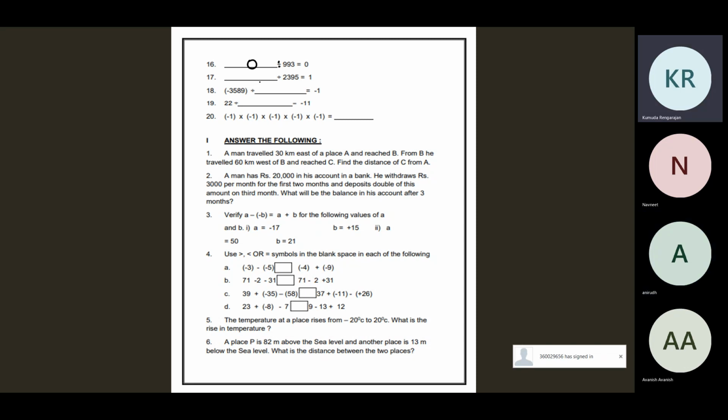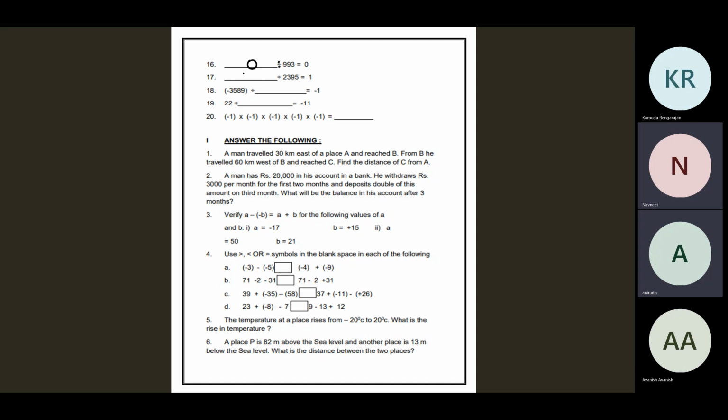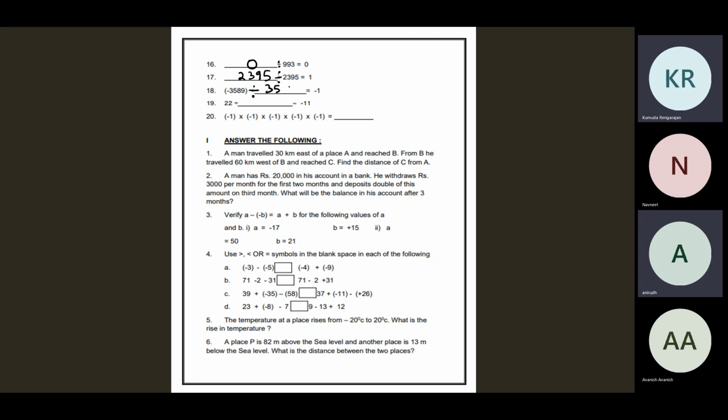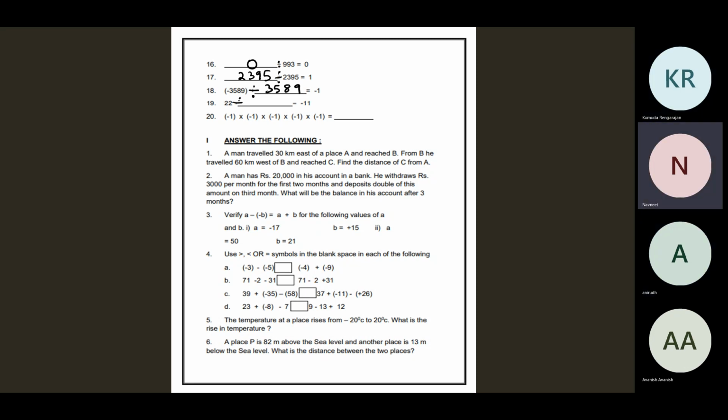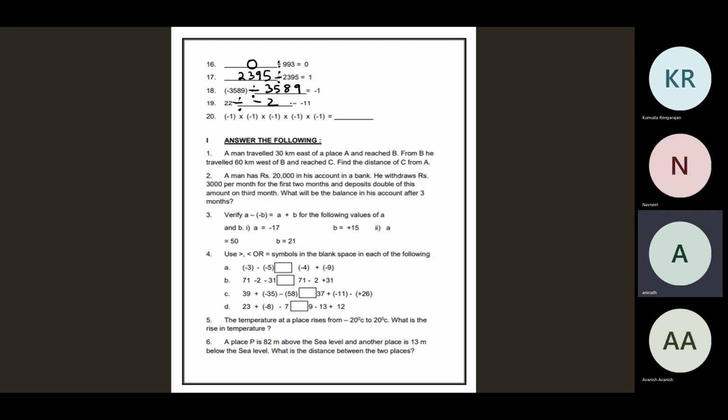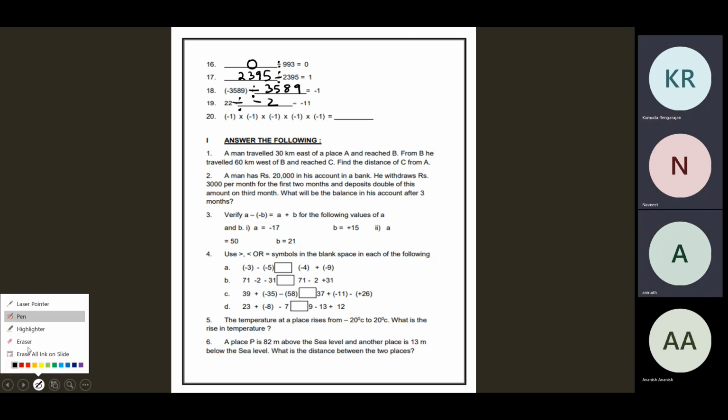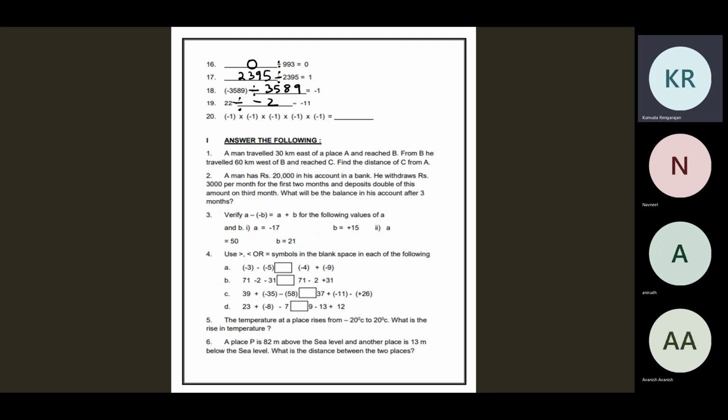What about the next one? Ma'am, the answer is 2395 divided by 2395 is 1. Very good. Next one? 3589 positive. Positive 3589. Very good. Next one? Minus 2. Are we all getting this, Anirudh? Yes, ma'am. So 22 divided by minus 2 is minus 11. And the last one? Minus 1, ma'am.